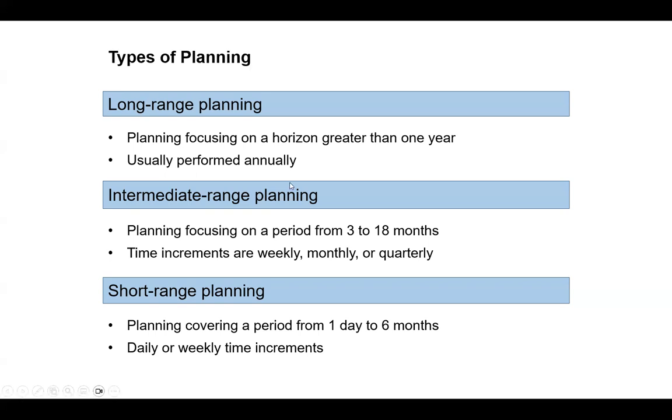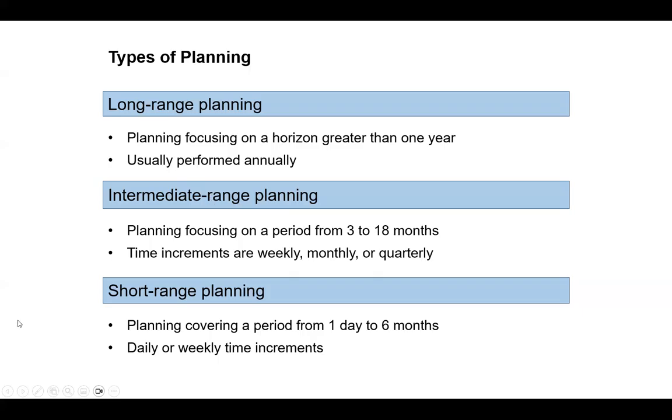And for intermediate range planning, it's for 3 to 18 months, which means less than 2 years. The time increments are weekly, monthly, quarterly. So you probably need to check them every month. You need to hold another meeting to check where you are now, whether everything aligns with the plan you made, and whether there is anything you need to improve, change, or catch up on. These are the time increment meetings for intermediate range planning.